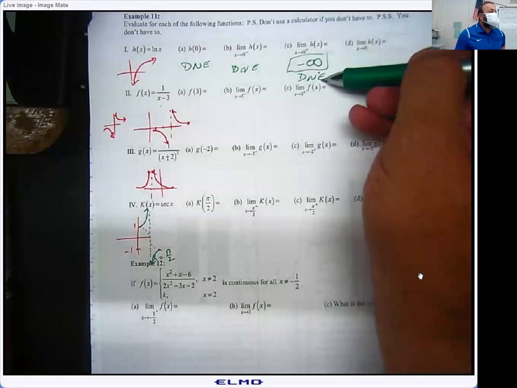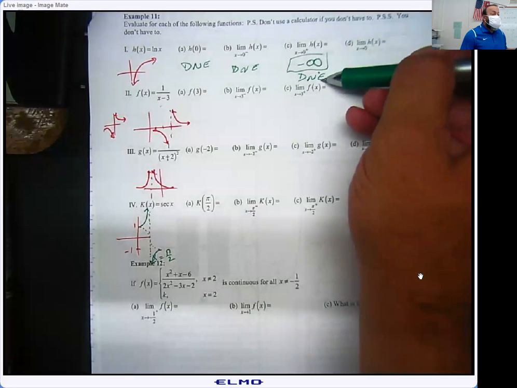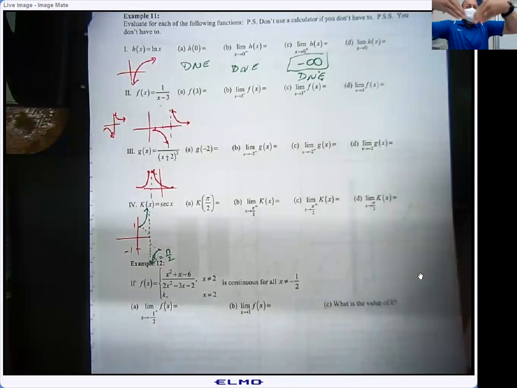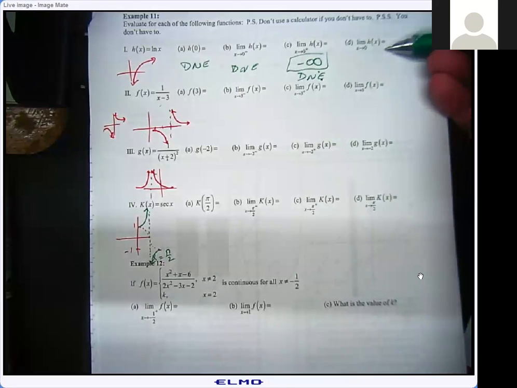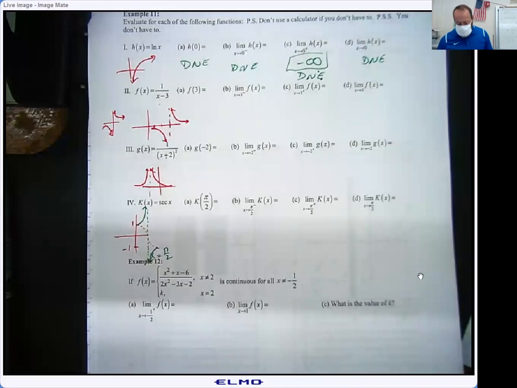What does DNE mean? Does not exist. It might be a hole. What else could it be? A jump. It could be just a place where the graph doesn't exist. There's a whole bunch of things. This is actually saying, oh, there's a graph there, but it's plummeting. So what's the answer to this one right here? Does not exist. That one is 100% does not exist.